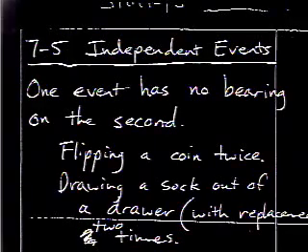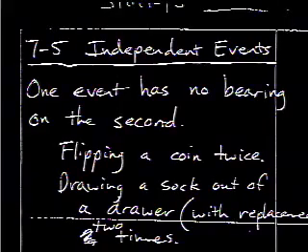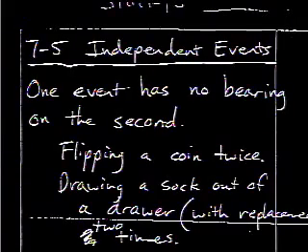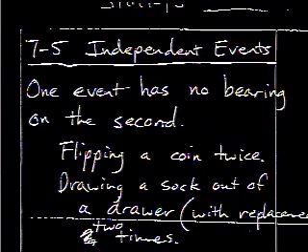7.5 is on independent events. A lot of kids get independent events mixed up with mutually exclusive, so I want to make sure I try to do a very good job of explaining this so that we don't get them mixed up.